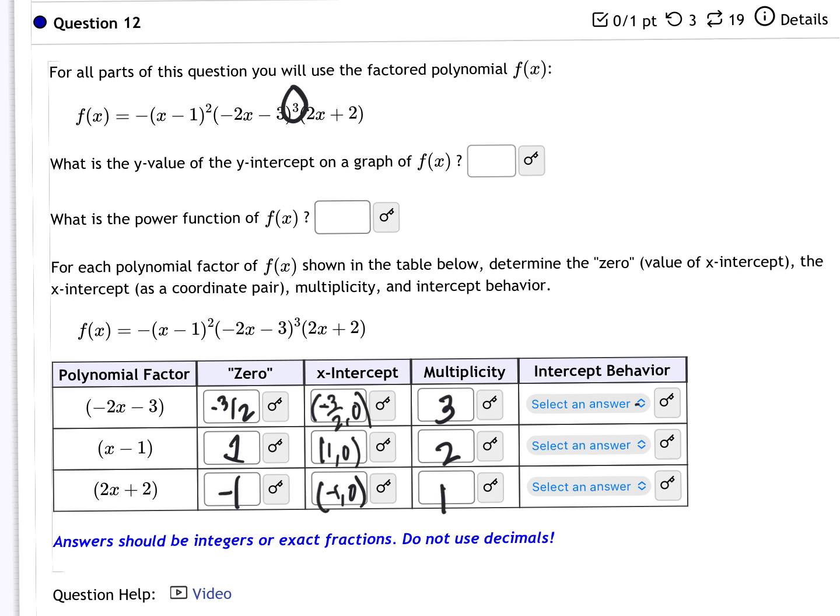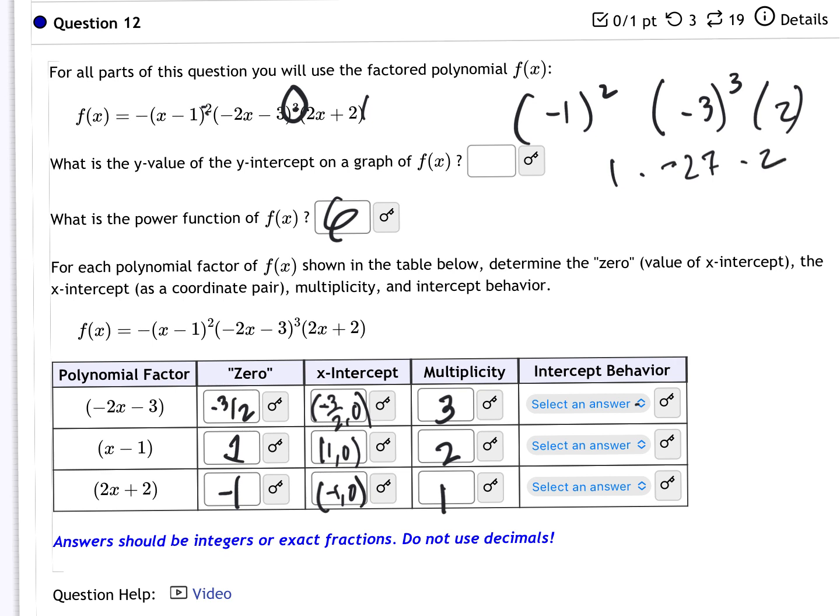Oh, and the power of this was 1, 2, 3, 4, 5, 6. There we go. All right. And the y value of the y-intercept, just plug in 0. Negative 1 squared, negative 3 cubed, and 2. So 1 times -27 times 2 is -54.